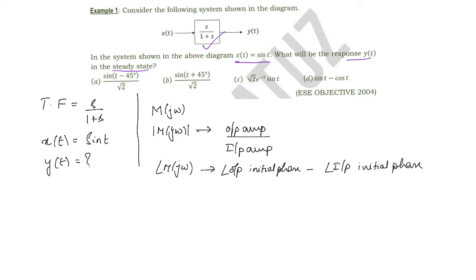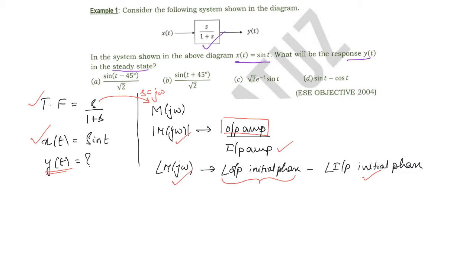Okay, so in this question, we have the transfer function and we have the input. We have to find out the output. Basically, if you substitute s is equal to j omega, then you will get M of j omega. So in this case you have mod of M of j omega, angle of M of j omega, and you have the input amplitude and the input initial phase. So what do you have to find? You have to find out the output amplitude and the output initial phase.